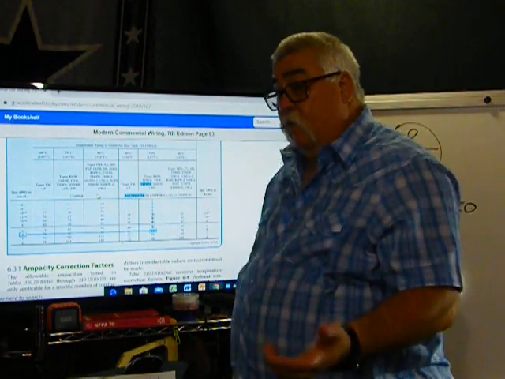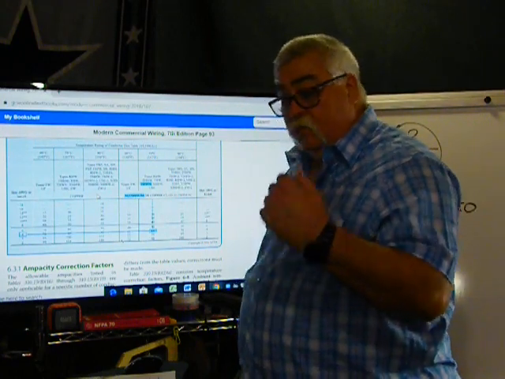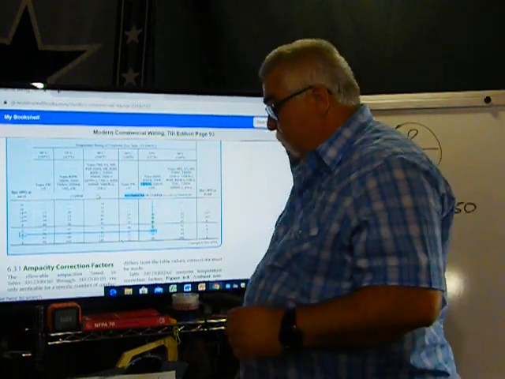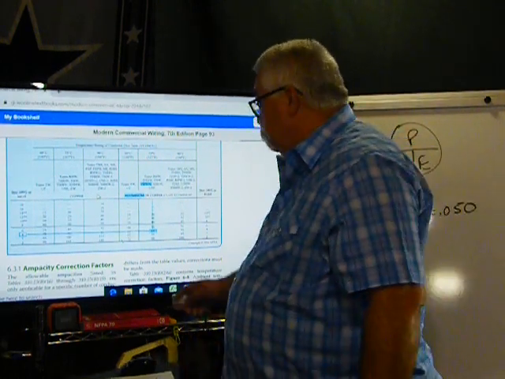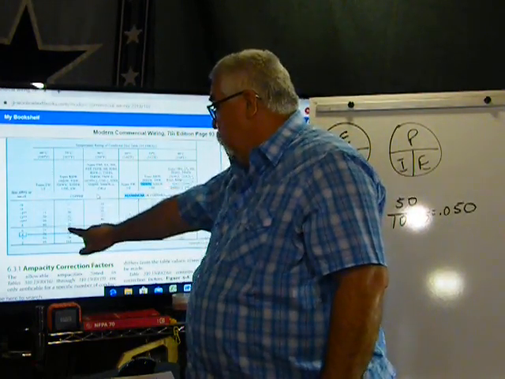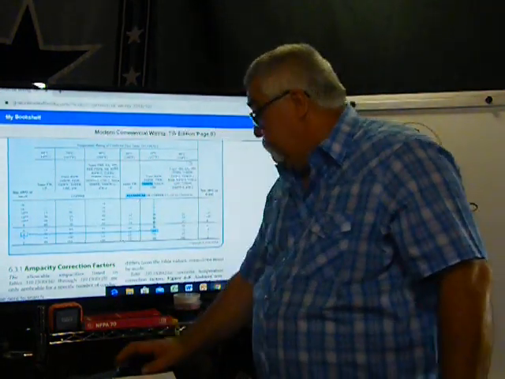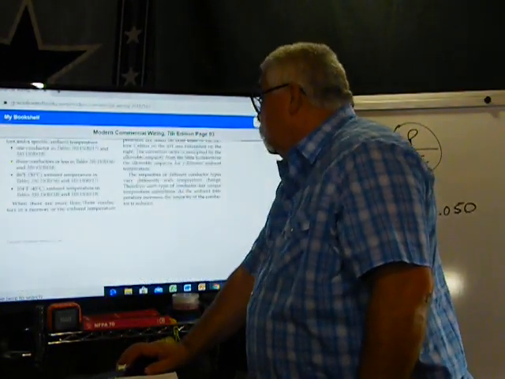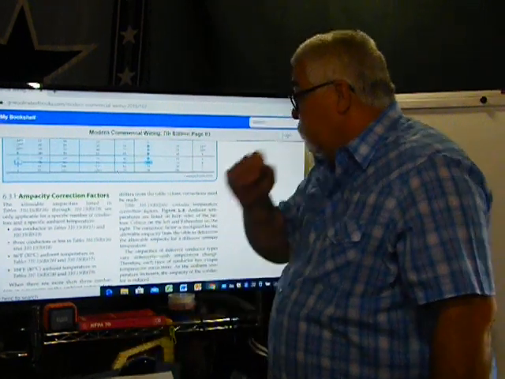I can use that number for derating the wires for temperature corrections and adjustments. Okay, so maximum here I can load it as a 50. Ampacity correction factors, so here we're talking about correction factors.